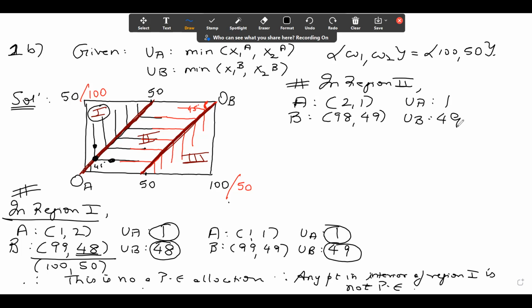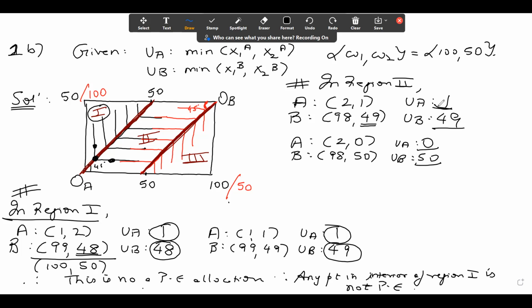Okay. Let's try to make one of the parties better off. Suppose I want to make B better off. How will B become better off? If B gets 1 unit here, B becomes better off. Suppose A gives that unit to B. Then we have this allocation. The utility which A gets now is 0. The utility which B gets now is 50. You can clearly see B has become better off by making A worse off.